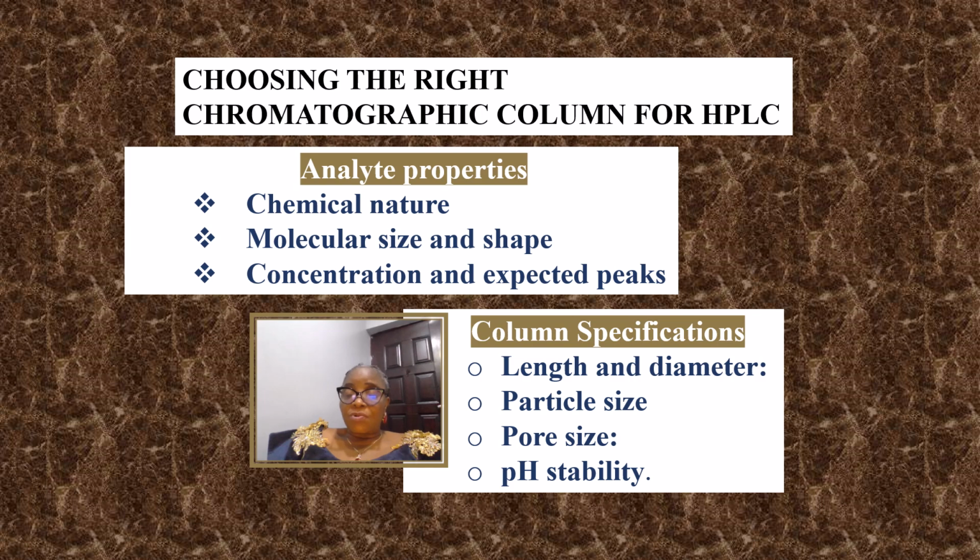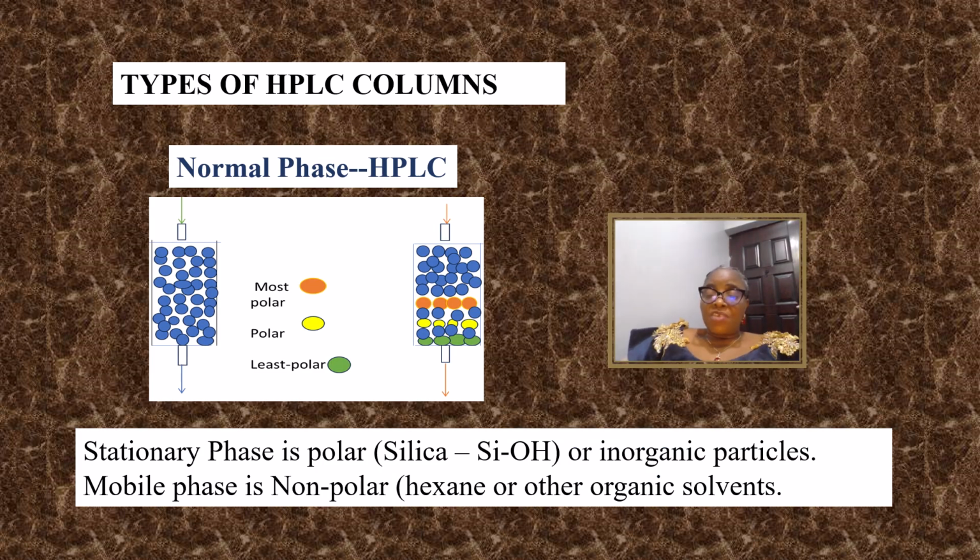And then the other thing we're also going to consider is the pH. pH stability. We choose a column compatible with the pH range of your mobile phase. Types of HPLC columns. We'll have several types, but let us look at the normal phase HPLC. Know that the HPLC columns are made of stainless steel to help withstand pressure, and the flow rate is always about 1 to 3 ml per minute.